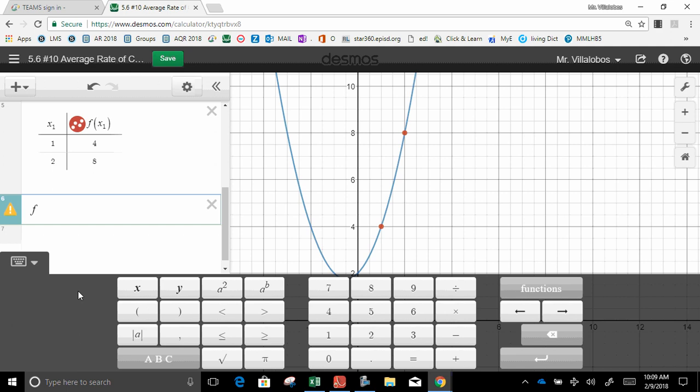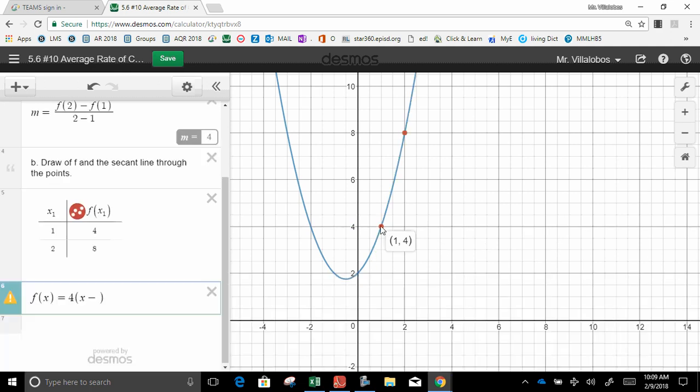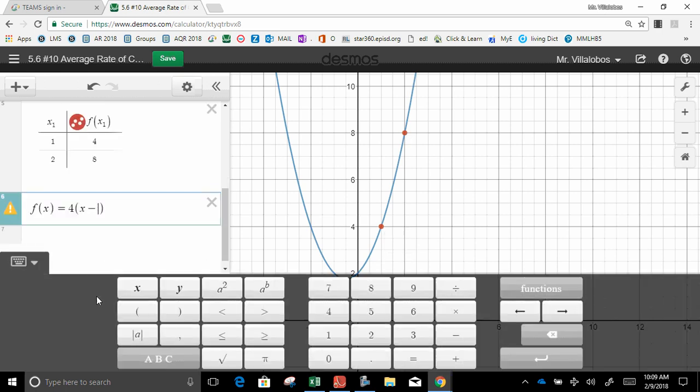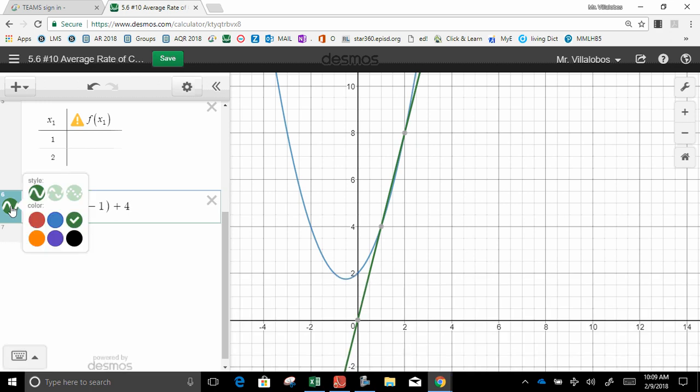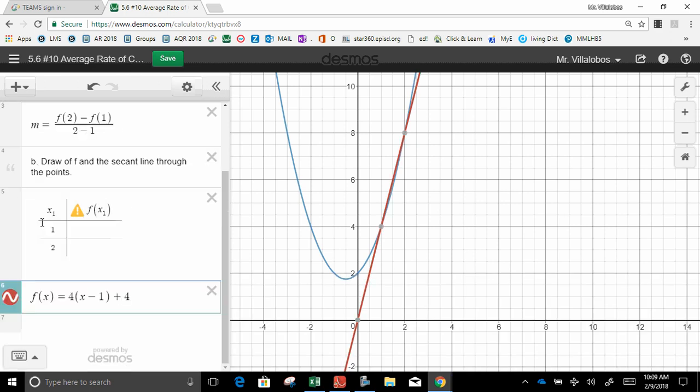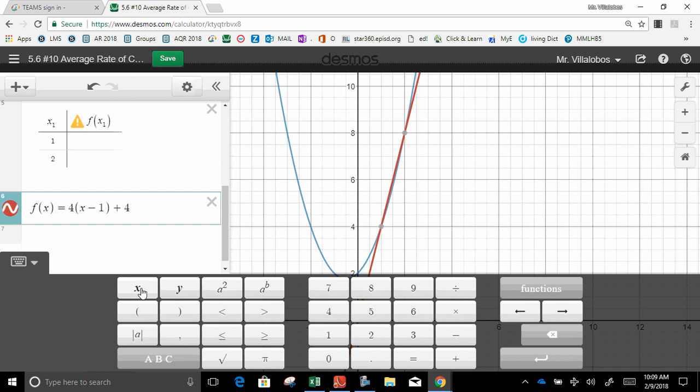Like this. F of x equals, what's the slope? We said it was 4. X minus. Which point would you like to use? This one or this one? I'm going to use 1, 4. So that's x minus 1 because I want to go over. Then I'm going to add, whoops, and go to the right, add 4. And there's your points. I'm going to switch the color to red to match the style of the points.